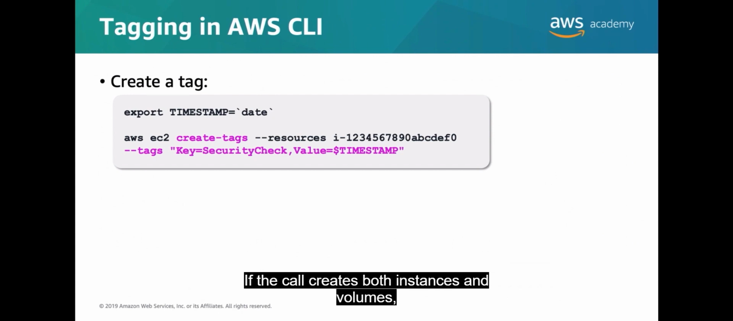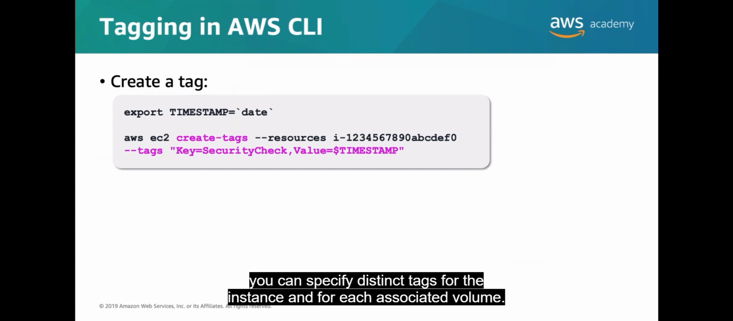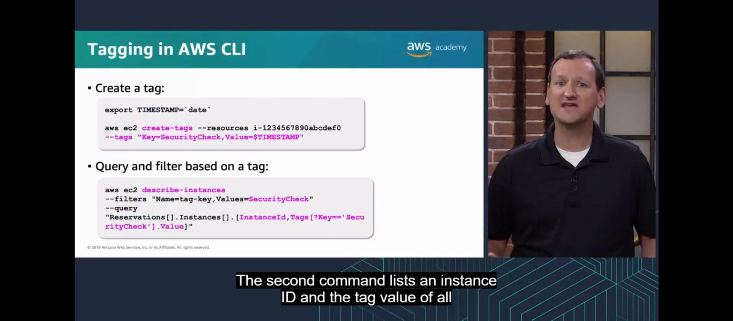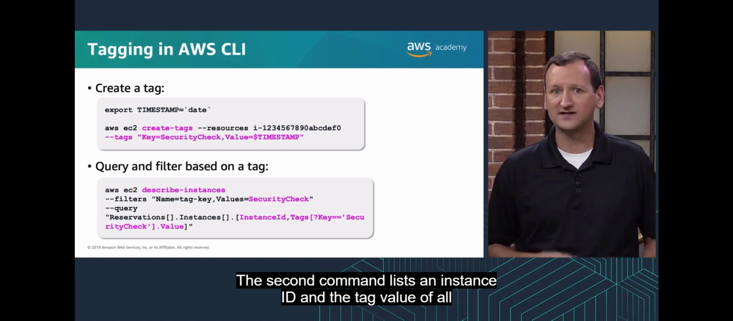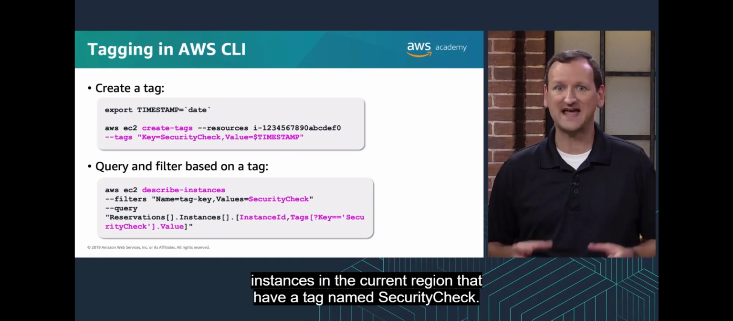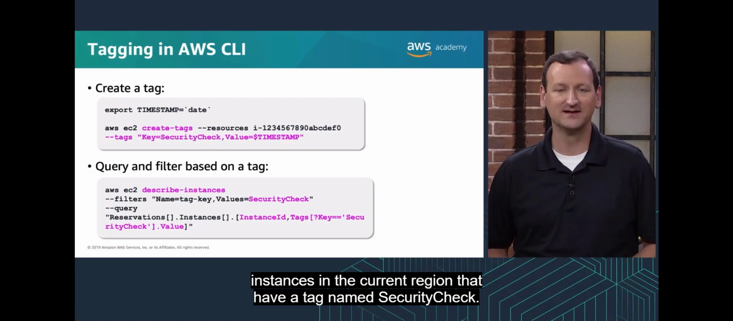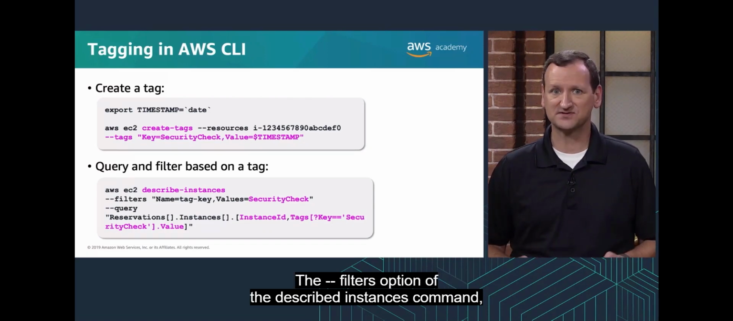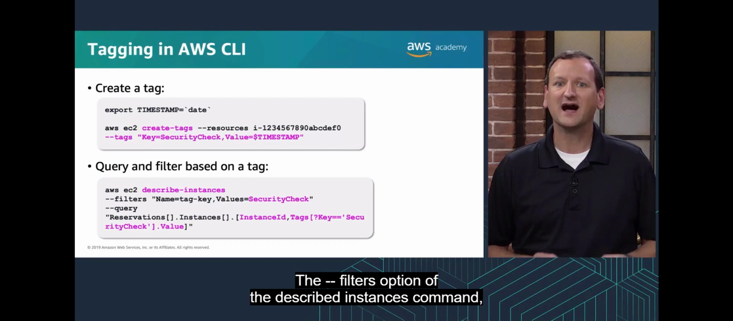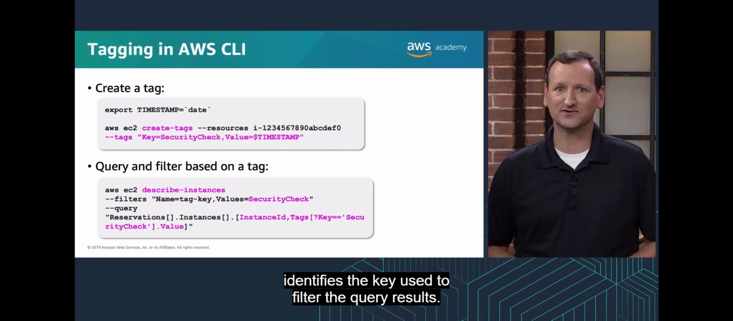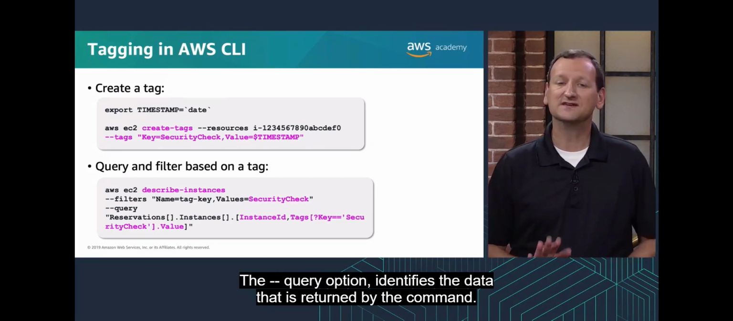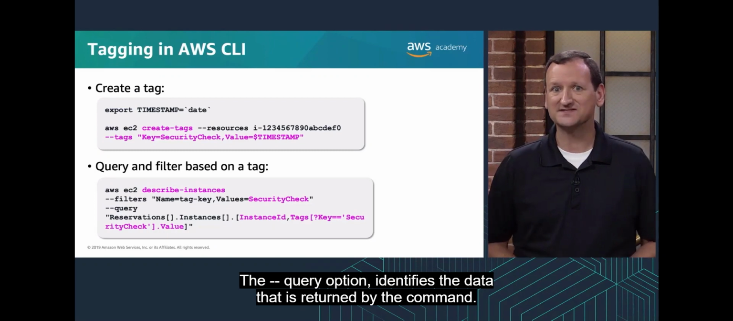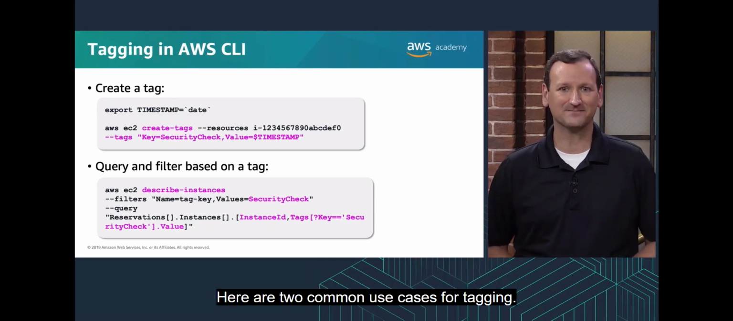If the call creates both instances and volumes, you can specify distinct tags for the instance and for each associated volume. The second command lists an instance ID and the tag value of all instances in the current region that have a tag named security check. The --filters option of the describe-instances command identifies the key used to filter the query results. The --query option identifies the data that is returned by the command.